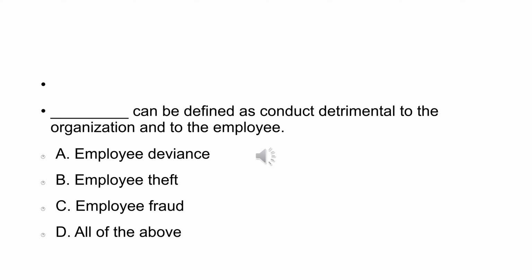What can be defined as conduct detrimental to the organization and to the employee? A. Employee deviance. B. Employee theft. C. Employee fraud. D. All of the above.